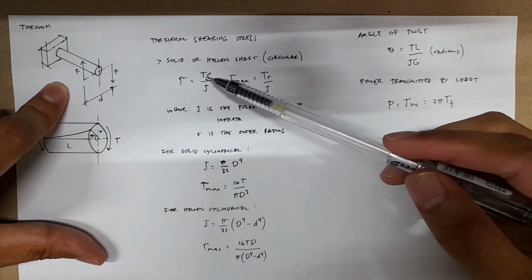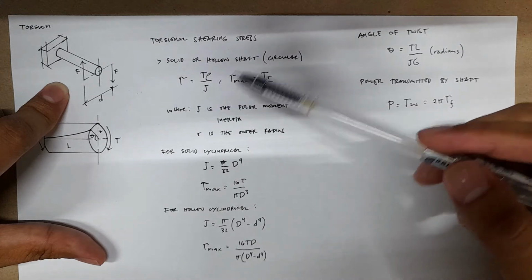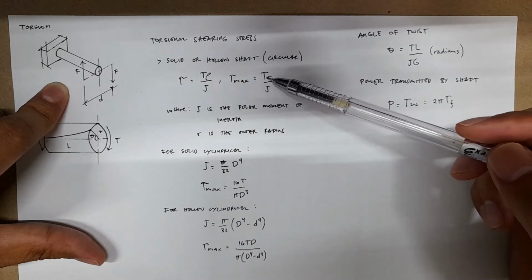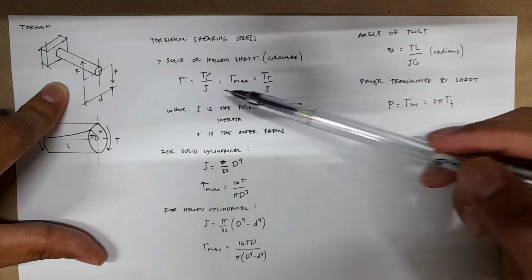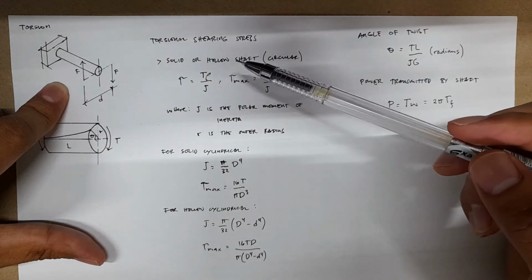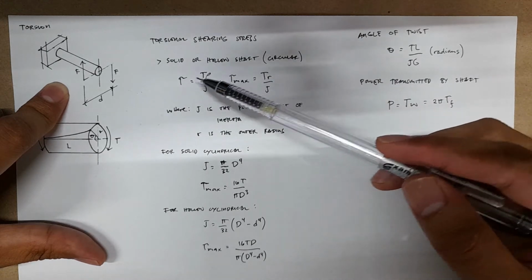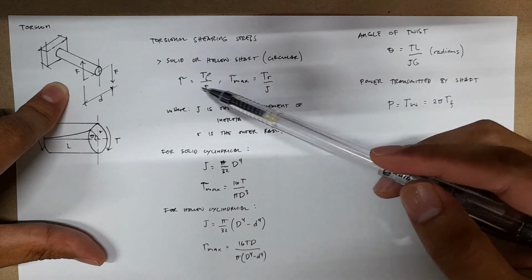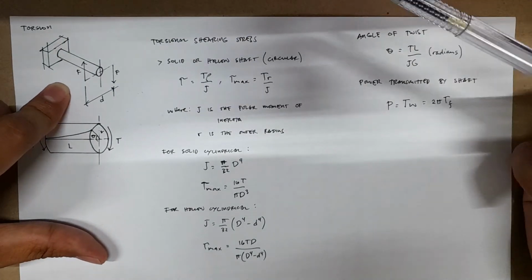Rho here is the distance from the center of the shaft to any point of your circular area. The stress max is at the outermost point, which is now represented by your radius. J here is the polar moment of inertia, or the resistance to torque or torsion. This is the resistance of the shaft to torsion, that's why it's in the denominator: the bigger your J, the bigger your resistance to torsion, therefore it decreases your torsional shearing stress.